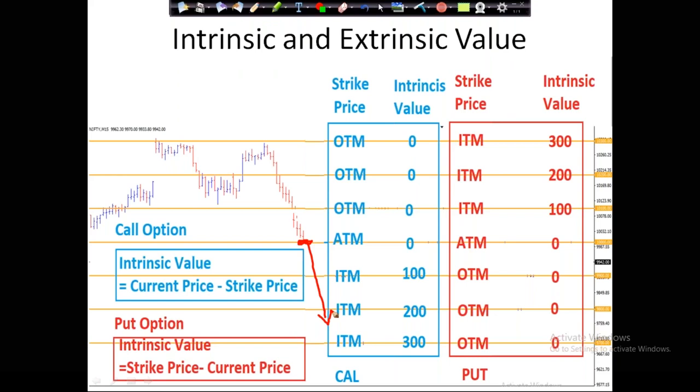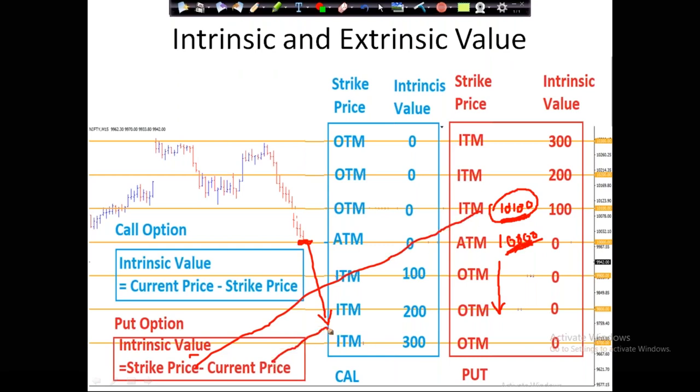Let's go for put. I want to buy put now. Let's say right now price is running at 10,000. It's the current price. In that case, I want to buy in the money, the 10,100 strike price. I'm thinking that price will drop, and I want to buy the in the money put option. You just deduct the current price from the strike price. Which strike price do we want to buy? We want to buy 10,100. This is the strike price.